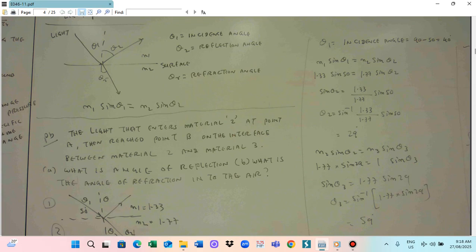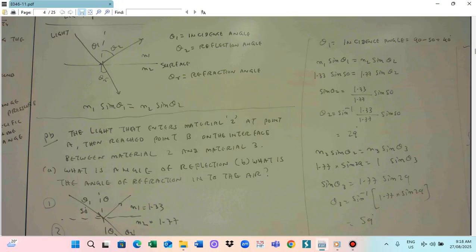So the incident angle can be calculated as 90 minus 50, so this is 40 degrees. 40 degrees is theta 1. So we write down the equation: n1 sin theta 1 is equal to n2 sin theta 2.